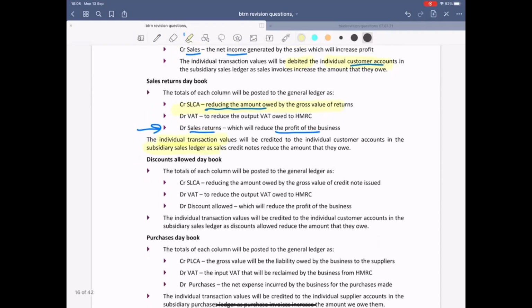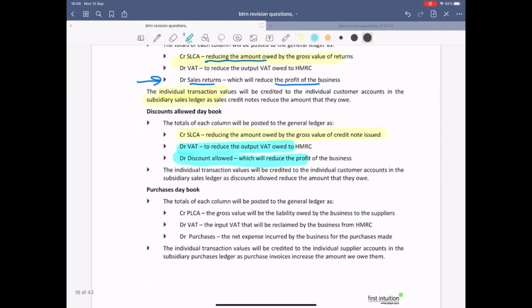Any discounts as well are also going to further reduce what our customers owe us. If we're giving them a discount, allowing them to take it, then that's going to reduce what they have to pay us. And obviously, if we've done it through our invoice and recorded it without knowing whether they were going to take the discount or not for early payment, then we'd have recorded the VAT at the amount if they hadn't. Therefore, if they're now taking that, we're going to take the VAT back out from HMRC and we're going to debit our discounts allowed, which therefore reduces the profit of the business. So again, whatever we're doing in our control account, we'll do the same into our individual subsidiary ledgers.